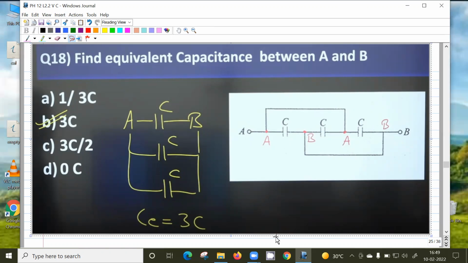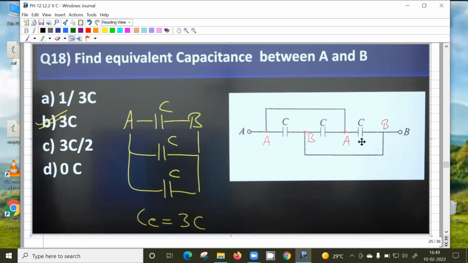Okay. But how do you say that A and A will have same potential, B and B will have? Because this is connecting wire, no? Connecting wire means it's ideally zero resistance. So the current is zero, no? This is a conductor, no? Connecting wire is a perfect conductor. Why can't A and B have same potential?